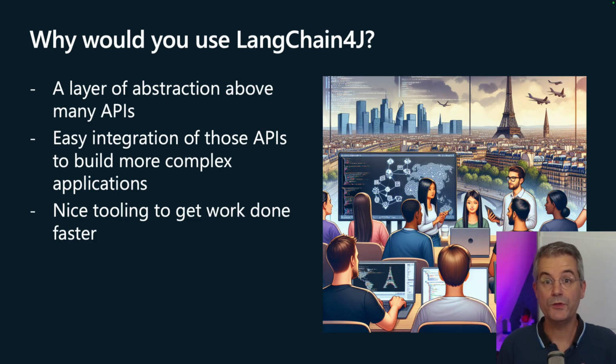Now, why do you want to use LangChain4J? It's for three reasons. The first one is that it gives you a layer of abstraction on top of many APIs. Typically, when you access an LLM, like Azure OpenAI, well, you need an SDK for this. And LangChain4J gives you an abstraction layer on top of all those SDKs. So it makes you more productive faster, but also it helps you use one LLM or another one or a vector store much more quickly, and you can change them depending on your needs, which is what you will want to do when you start using them.